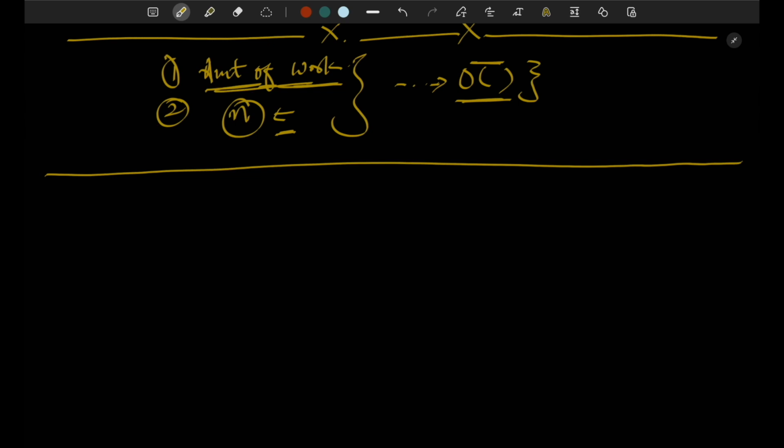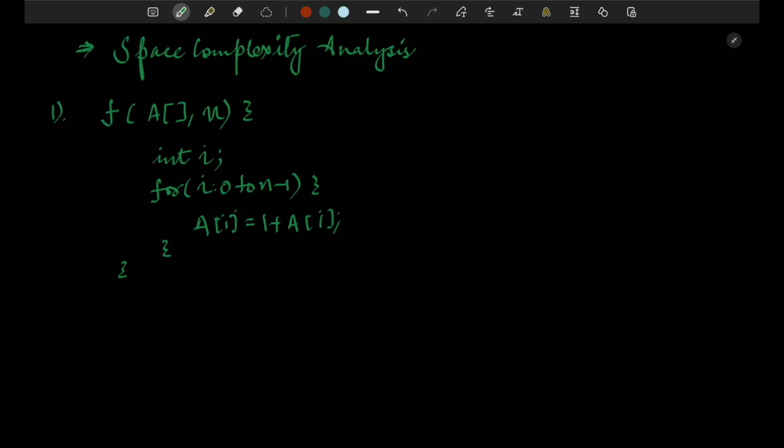So with this, let's move to the next section where we will be doing some analysis around the space complexity, and there as well we will solve a couple of problems and see how we can find out the space complexity for a given algorithm. Now let's learn how we can do a space complexity analysis.